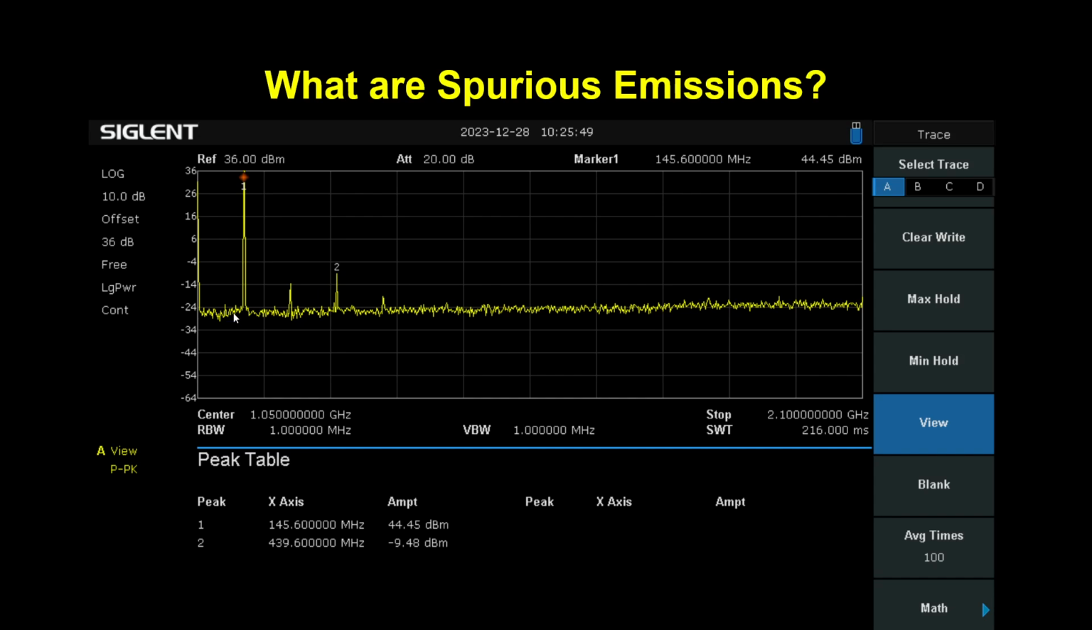Often these signals are harmonics. So for example, the 439 megahertz, this signal here would be the third harmonic. So the first harmonic is always the fundamental frequency that you actually transmit. The second harmonic is then your frequency times 2, and the third, your frequency times 3.